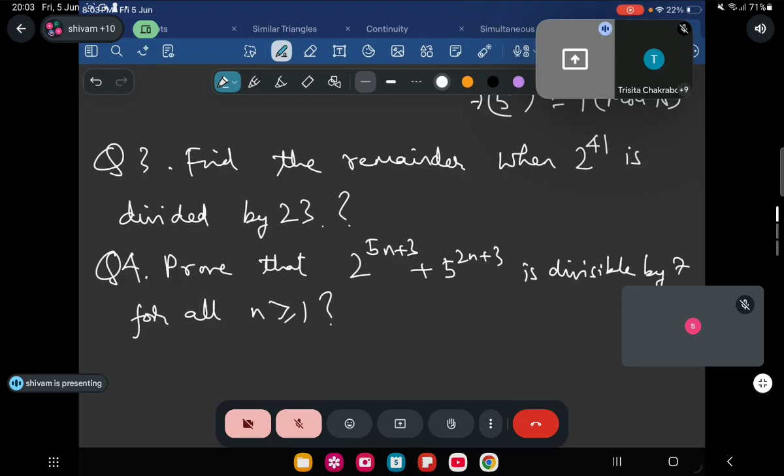Okay, I think I'll have to do base system next class only. After this, I have to do linear congruences.